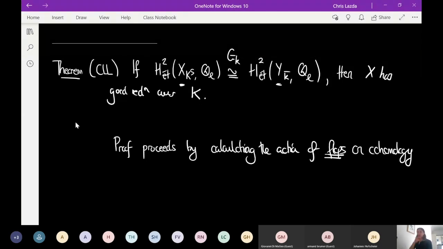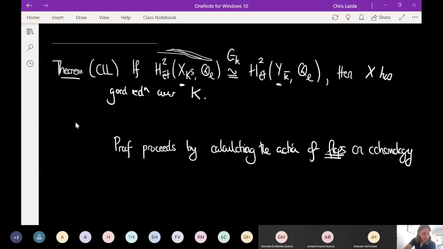Because again, just like in the case of complex threefolds, the failure of uniqueness of smooth models of K3 surfaces is controlled by flops. And so what we're going to need to do is basically look at how these flops act on this cohomology group here.